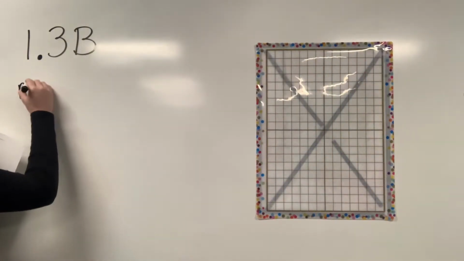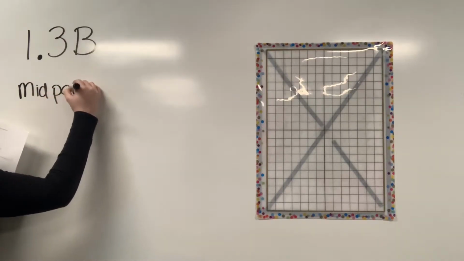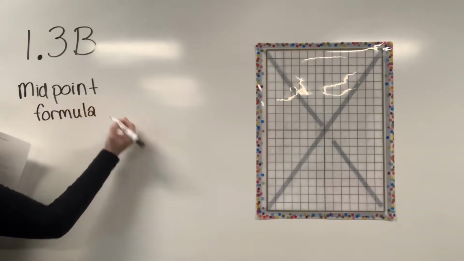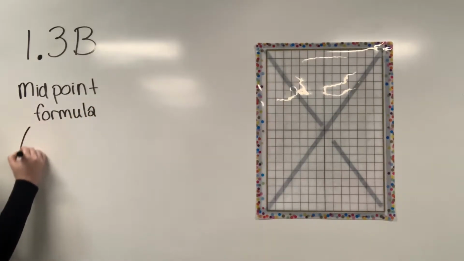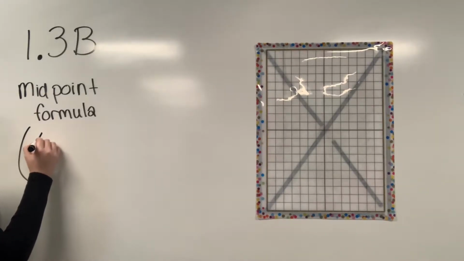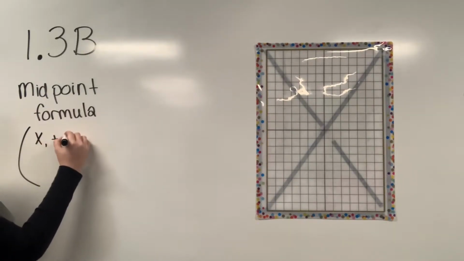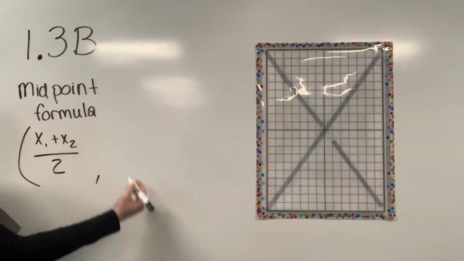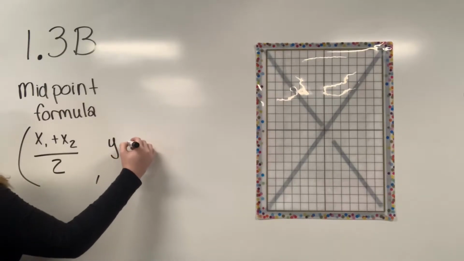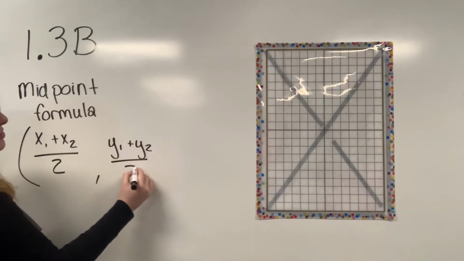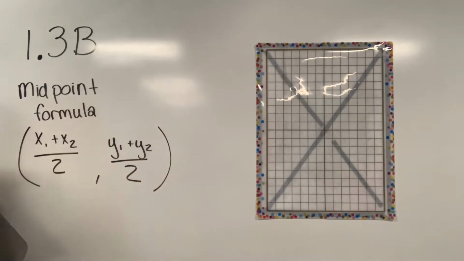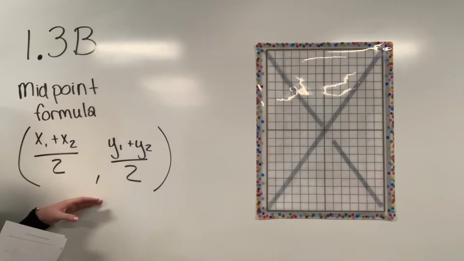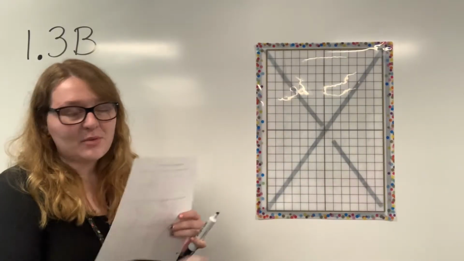So the midpoint formula looks like this. It's one set of parentheses and it has your first x plus your second x divided by 2, comma, your first y plus your second y also divided by 2, close parentheses. This is how you are going to find your new point for the midpoint. So let's get started with our first example.